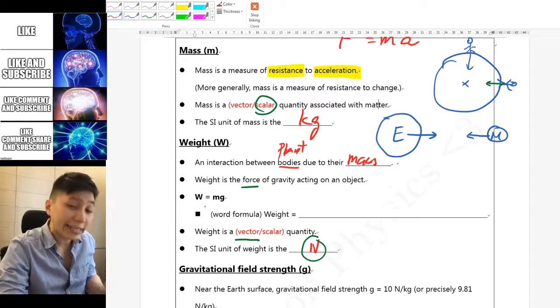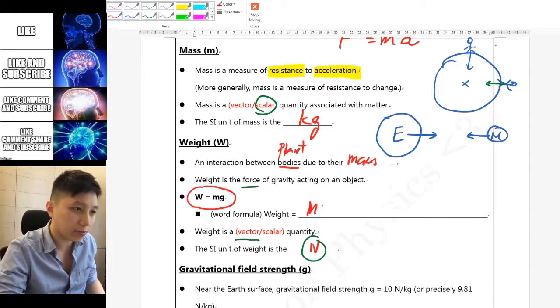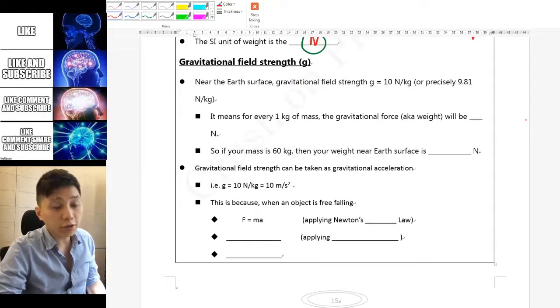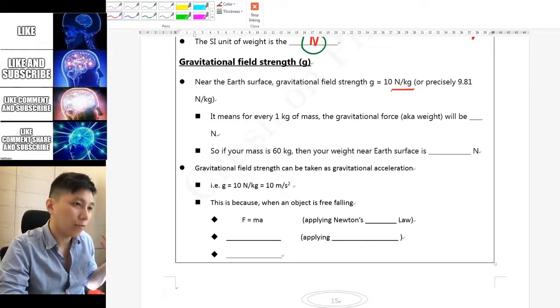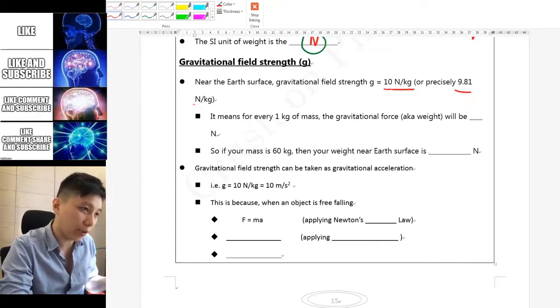So the formula that links mass and weight together is W equals mg. Namely, in words, weight equals mass times gravitational field strength, which is something that we'll talk about now. Gravitational field strength is kind of straightforward. If you look at the unit, it is Newton per kg. So for Earth, it's going to be 10 Newton per kg when you are on the surface, or more precisely 9.81 Newton per kg.